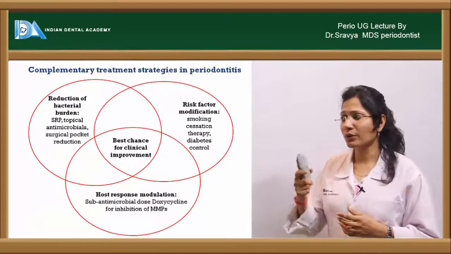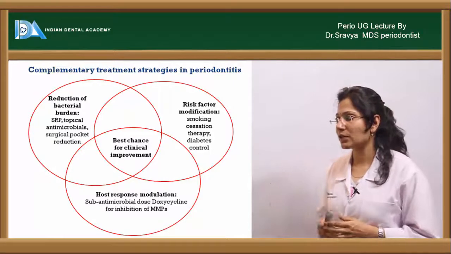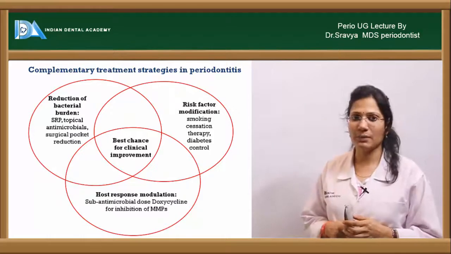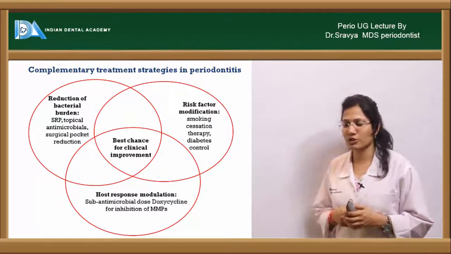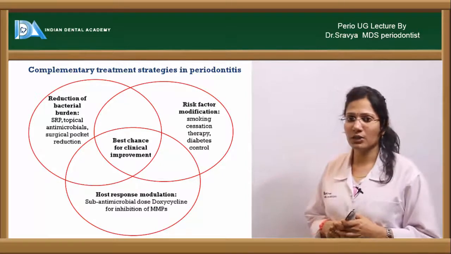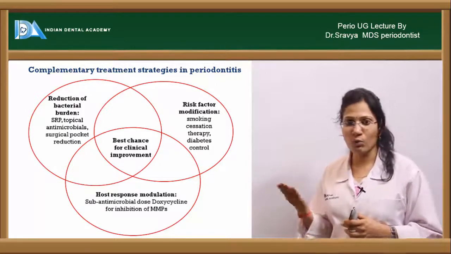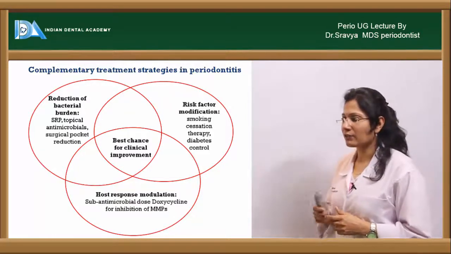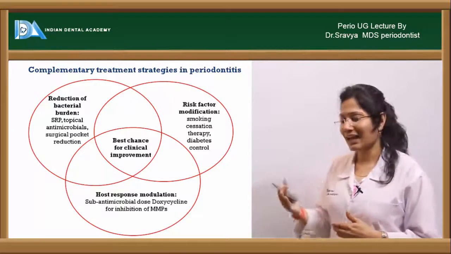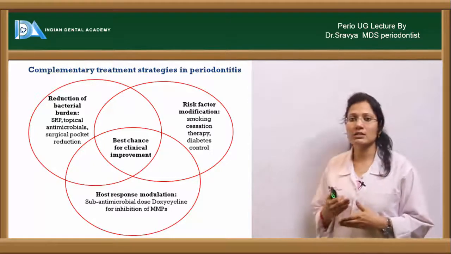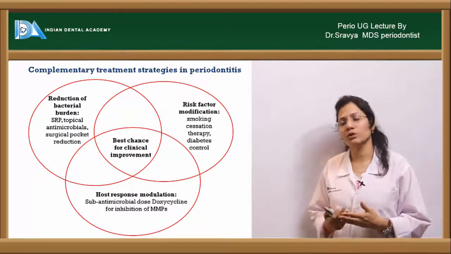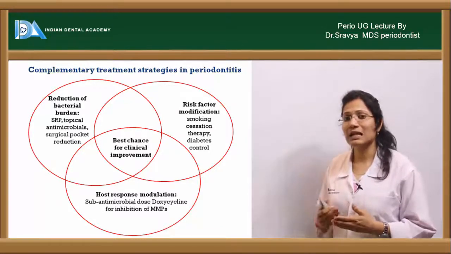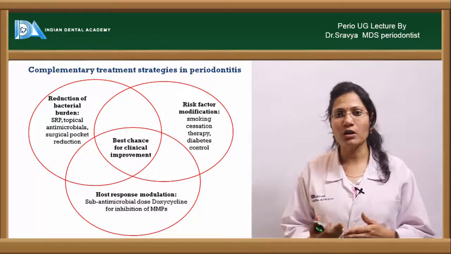Now let's see, how do we reduce the bacterial burden? These are the treatment strategies which include your SRP, that is scaling and root planing, topical antimicrobials, and then surgical pocket reduction therapies. The risk factor modification includes modification in smoking habits, that is smoking cessation, and then diabetes control. Apart from that, the host modulation part can be covered by including certain drugs like sub-antimicrobial doses of doxycycline as a modulating agent, which will inhibit the formation of your MMPs.